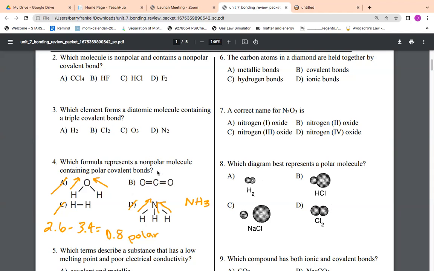However, oxygen is the more electronegative atom. So this oxygen tugs on carbon's electrons that way to the right, and this oxygen here will tug that way. There is no clear side where the electrons are going to more. And so we say that this molecule is overall nonpolar because it has even charge distribution. So we would want to go with choice B.